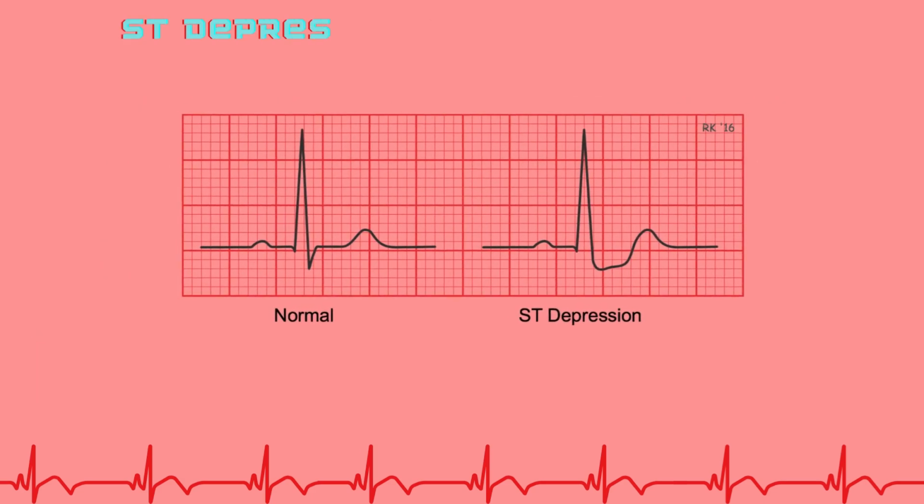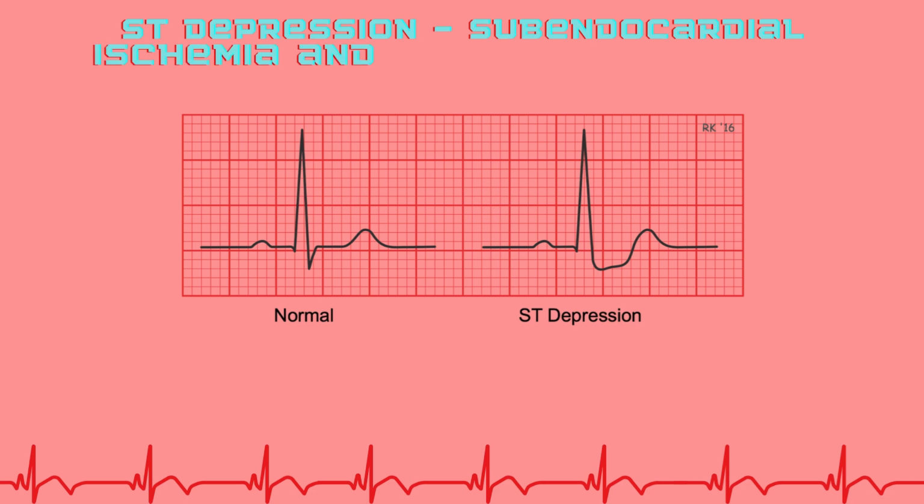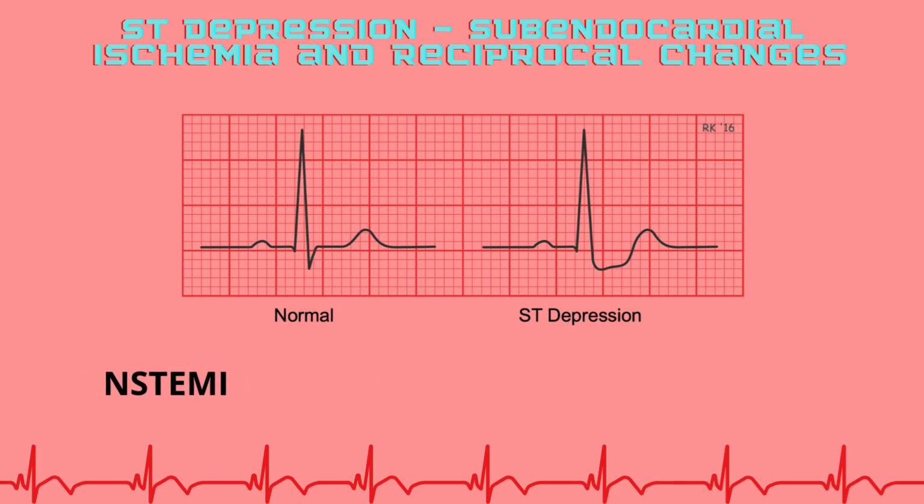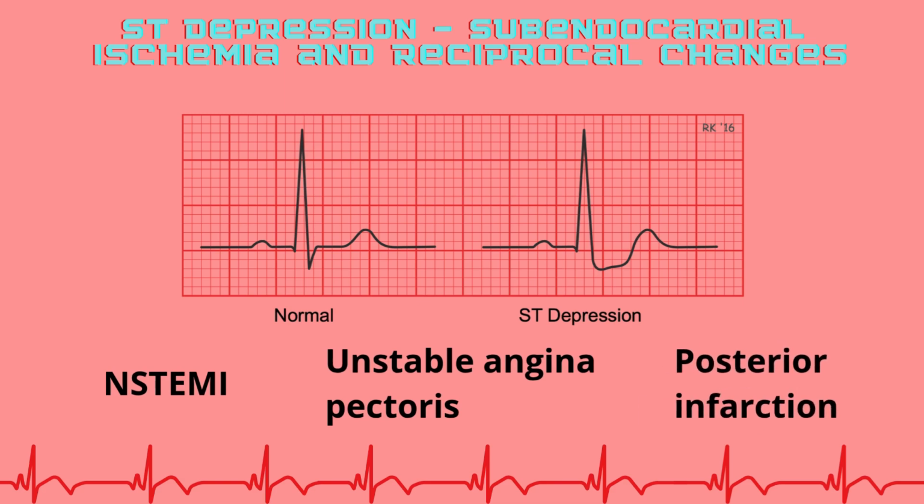ST depressions often reflect subendocardial ischemia, but may also be reciprocal to ST elevations elsewhere. Typical causes are a non-STEMI, unstable angina pectoris, or posterior infarction, which will show ST depressions in V1 to V3. If you see ST depression in anterior leads and suspect posterior infarction, look for tall R waves and upright T waves, then confirm it with the posterior leads.